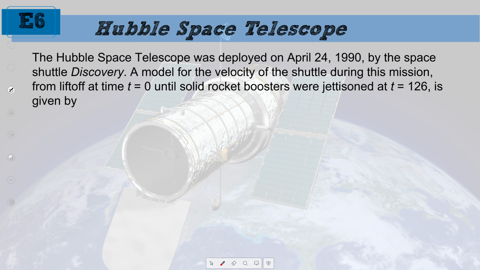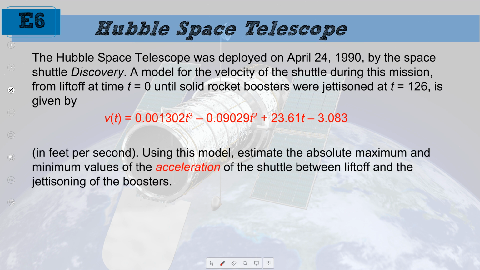The Hubble Space Telescope was deployed on April 24th, 1990. Who cares? By the Space Shuttle Discovery. Also, nobody cares. The model for the velocity of the shuttle during this mission from liftoff at time t equals 0 until the solid rocket boosters were jettisoned at t equals 126 is given by that ugly equation. Using this model, estimate the absolute maximum and minimum values of the acceleration of the shuttle between liftoff and jettison of the boosters. Okay, so let's talk about that a little bit.